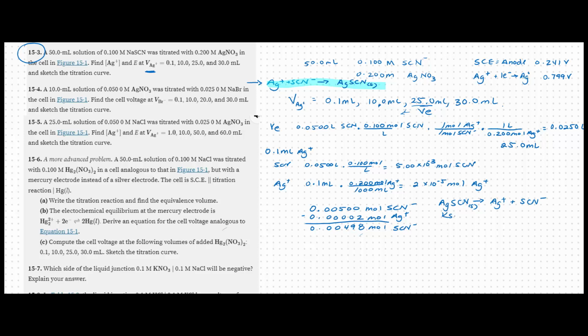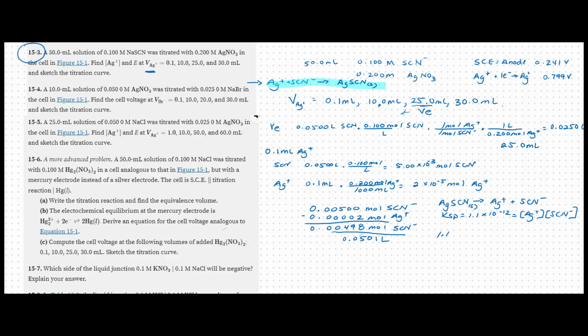So the KSP of this compound is 1.1 times 10 to the negative 12, and it's going to be equal to the concentration of the silver ion times the concentration of the thiocyanate ion. I have moles, I need concentration. In order to get concentration, I then need to divide this by the total volume. And at this point, the total volume is 50.1 milliliters or 0.0501 liters.